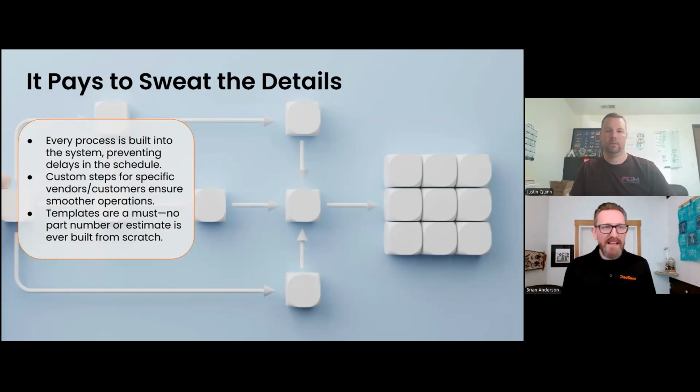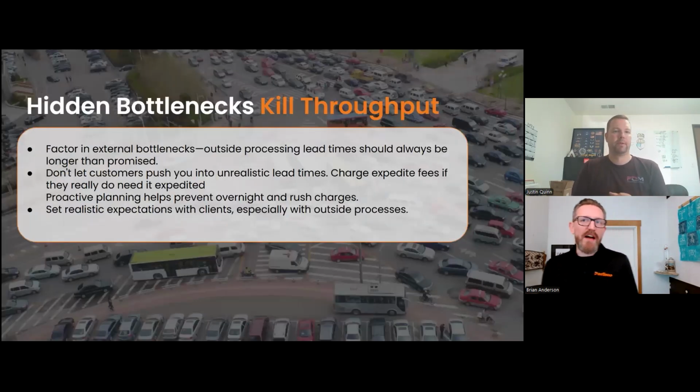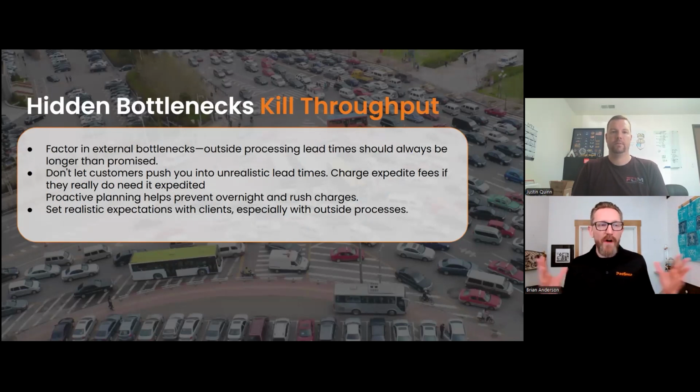All right, just watching the time. Let's move on to the next topic here. Hidden bottlenecks. They kill throughput. There's so many things that factor into this. External processes. We're going to start there. Outside processing. We've already talked about outside processing with some good examples here.